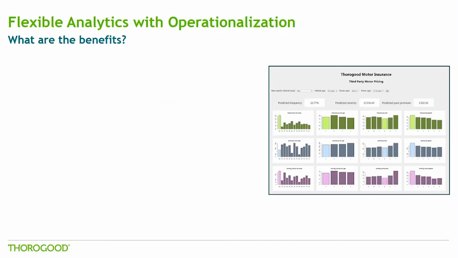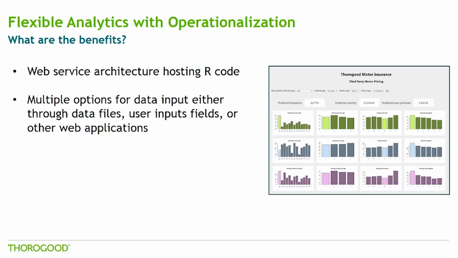So Microsoft will sometimes refer to operationalization as the R integration server. What we mean by that is that operationalization really lets you pull together an R model and then leverage it in a variety of different ways across a variety of different data sets and platforms. The way this works is that it actually creates a web service architecture hosting the R code. There are multiple options for input at that point. Important to note that no data is actually stored on the operationalization server. It's just the R code.